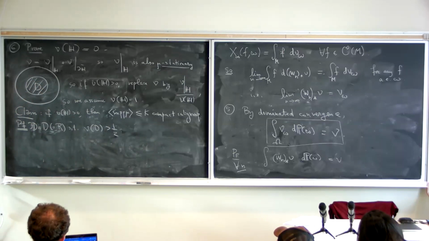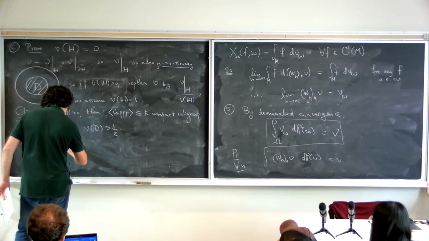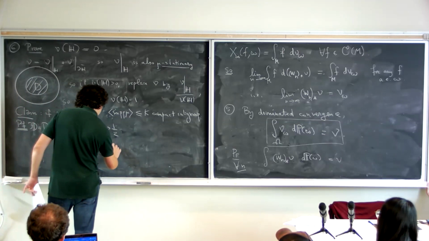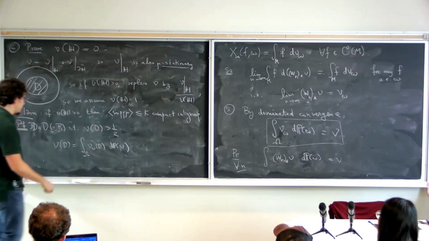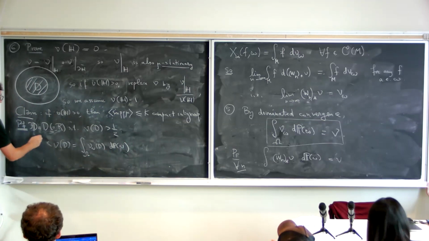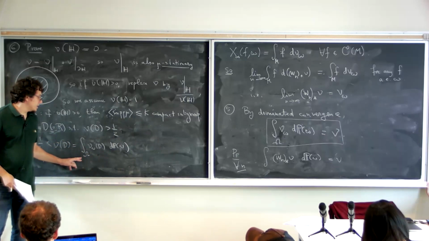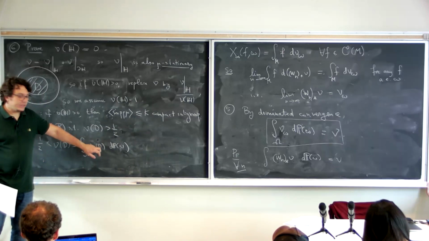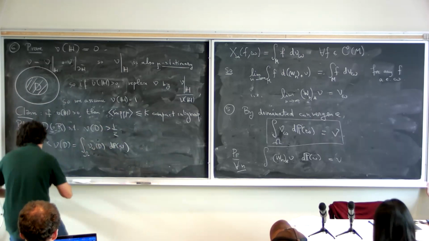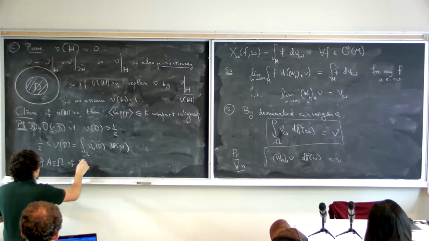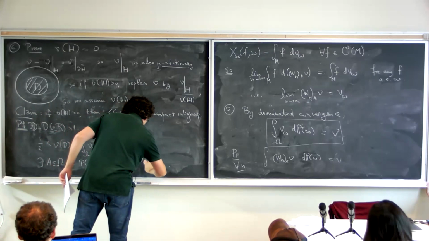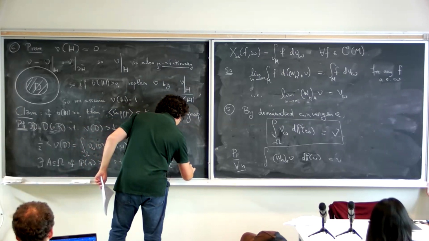Now, what else do we know? Recall that nu of D is the integral of nu omega of D dP omega. So this integral is bigger than 1/2. So I want to say that there is a set of paths of positive measure such that those are also bigger than 1/2. Otherwise, if it's always less or equal, then integrating would give a contradiction. So there exists A in omega of positive measure such that nu omega of D is bigger than 1/2 for omega in A.